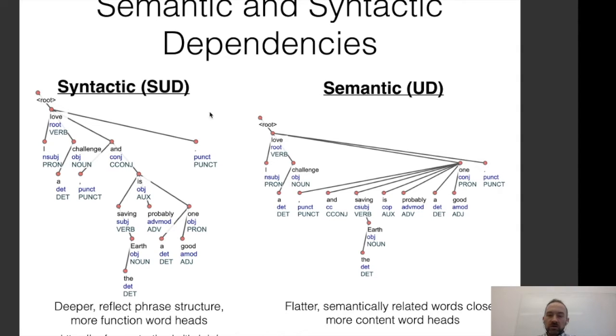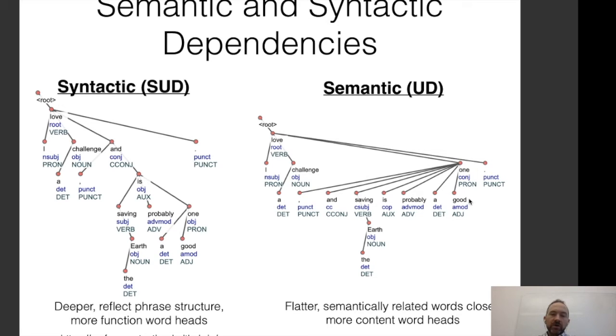And you can see that actually these two different ways of writing dependencies are very, very different, where the one on the left is a little bit deeper. It also more accurately reflects the phrase structure. So this here is a verb phrase, and this verb phrase is all one subtree rooted in its verb, is. Whereas if we have the standard UD treebank formalism, then one would be the head of this, and we have this very flat tree structure over here.